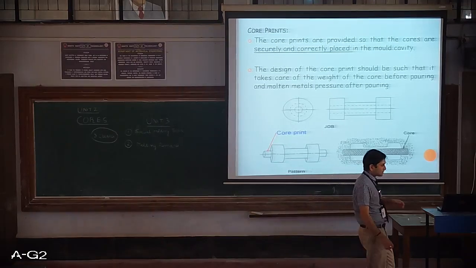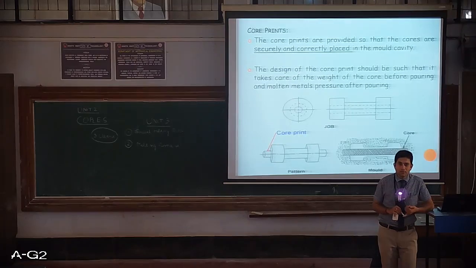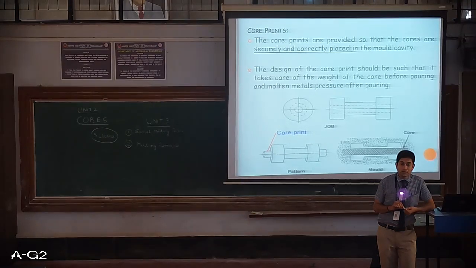So we have now discussed the cores. We have discussed the term chaplets. We have also come across one more term called the core prints. We have discussed the types of cores: one is called the green sand core, another is the dry sand core, and one more way by which cores can be classified is based upon the position in which you place the cores. That is all we have discussed till now.